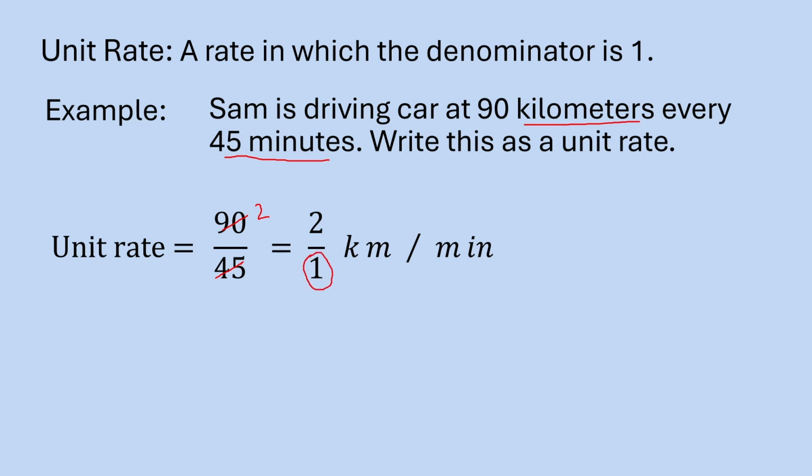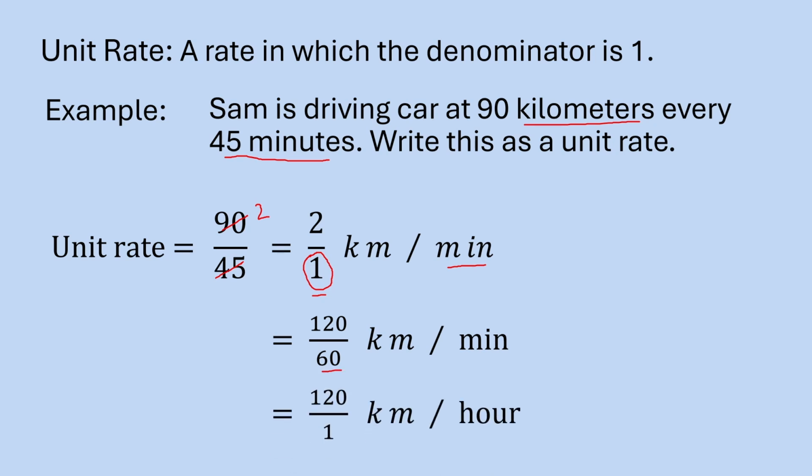The denominator is 1. If we want to find the unit rate in kilometers per hour for the same example, we need to convert this minute into 1 hour. So we will multiply this value by 60 over 60. So 120 divided by 60, kilometers per minute. 60 minutes is equal to 1 hour. So 120 kilometers per hour. So this is the unit rate in kilometers per hour.